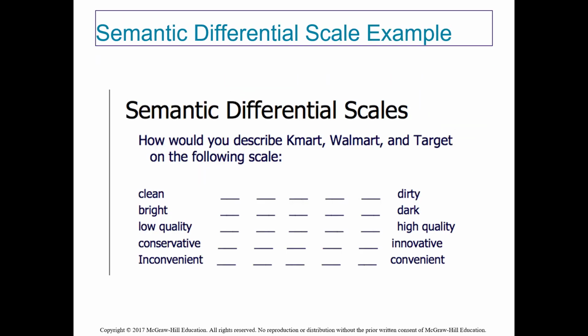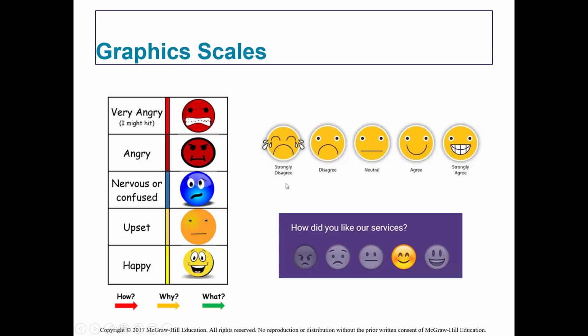So here's another fun little example. Again, it's like a Likert scale, and here we're on a scale of 1 to 5. And we've got different attributes for different supermarkets: clean, dirty, bright, dark, low quality, high quality. And you would actually draw a line for each supermarket. And again, we'd get an ordinal value for each of these attributes for each supermarket.